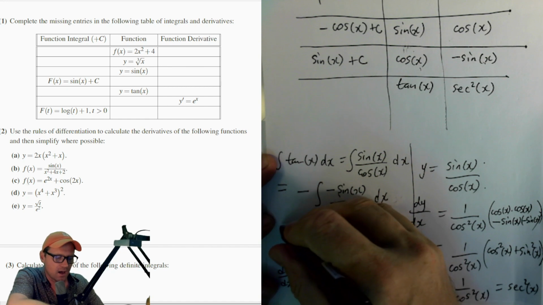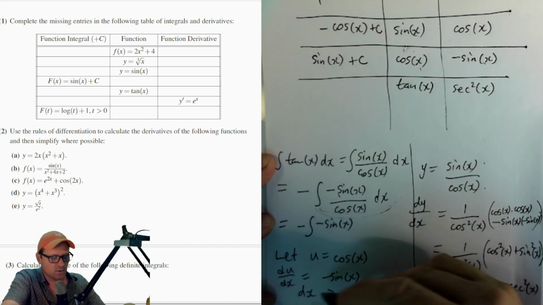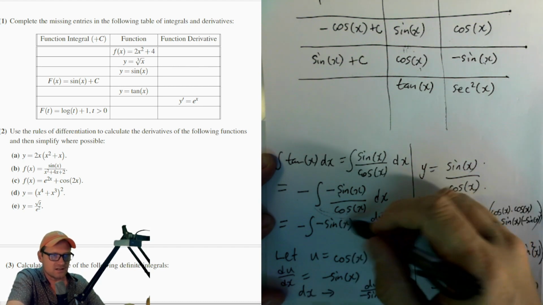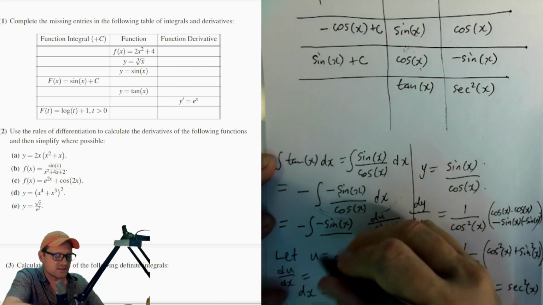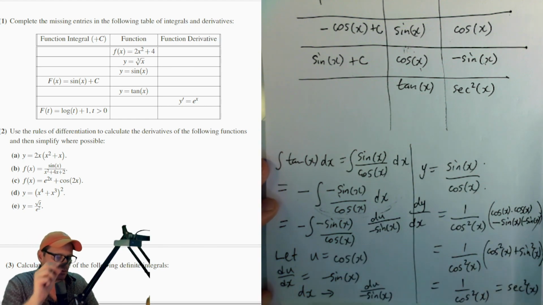So let's do that now. We have minus the integral of minus sine x. We are replacing dx with du on minus sine x. And so you can see that those nicely cancel. And then this is over cos of x, okay, which is our u.